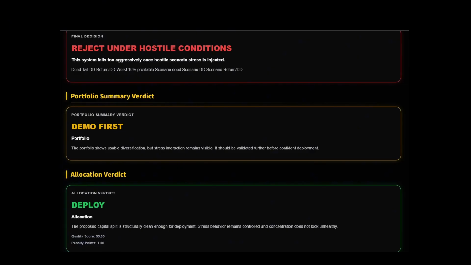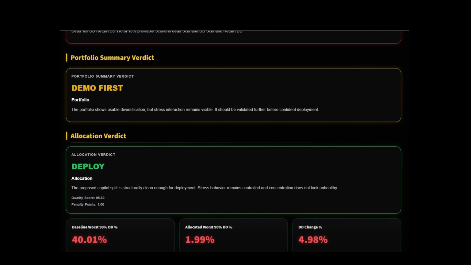Then we move into the allocation verdict. This is an important part because the allocation layer can give a different view than the full portfolio verdict. Even when the full portfolio is rejected under heavy stress, the allocation engine can still find a cleaner capital split. Here, the allocation verdict shows deploy. That means the suggested allocation structure looks much healthier than the raw full portfolio exposure.